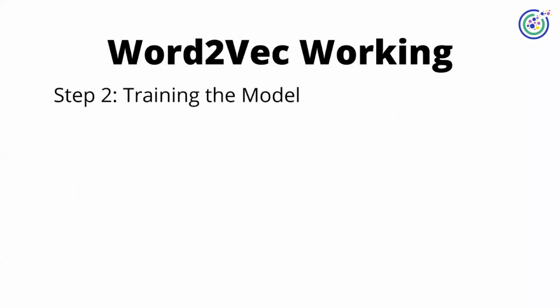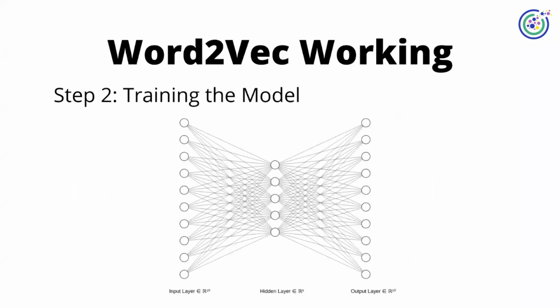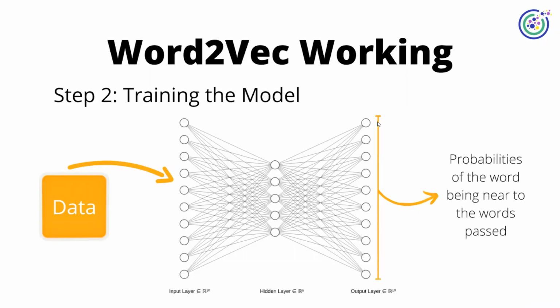The second step is training the model. As I said, it's a basic shallow neural network, and this is the number of words that you're going to have in the whole corpus, all the words in the whole dataset that you have. So this is the size of that, which is basically the size of the vocabulary. You are going to take the data and use it to train the model, and in the end, what you expect from this output layer is that these, as I said, are the words basically.